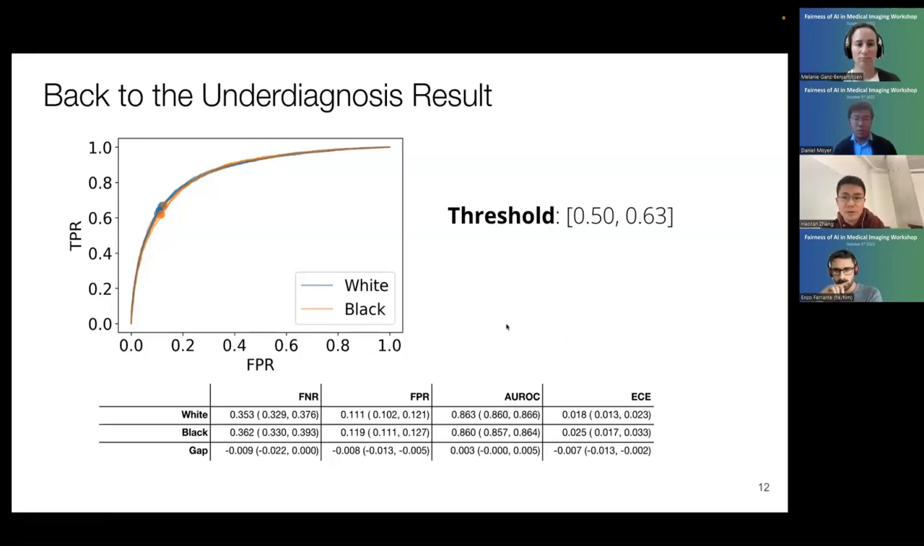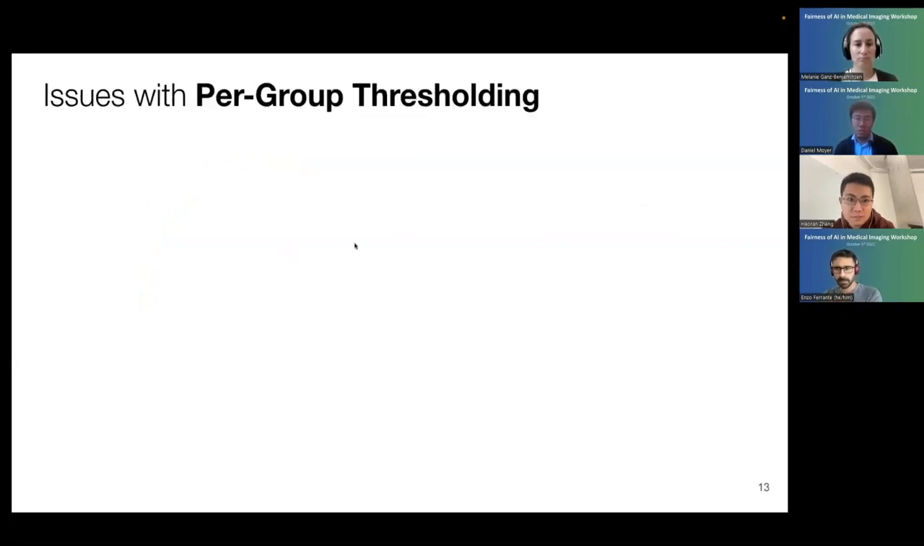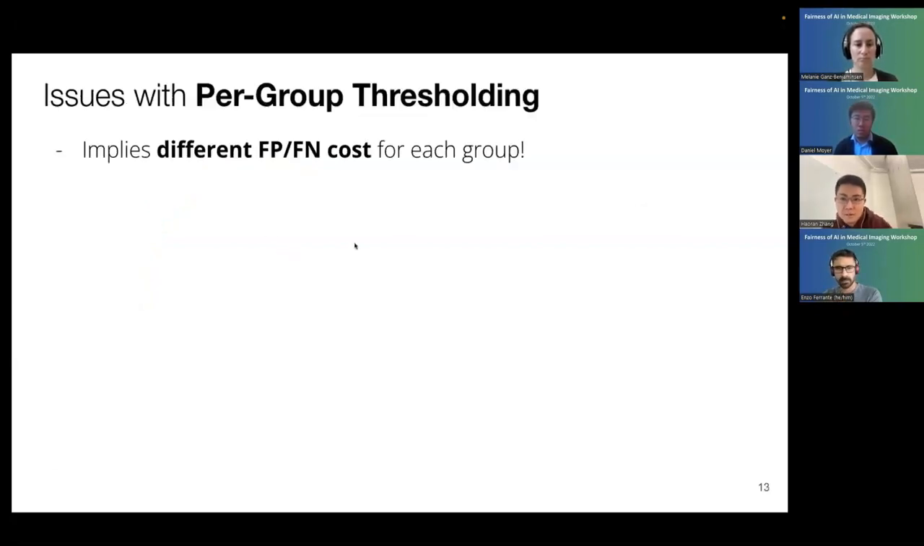Okay, so we've seen that we can easily achieve equal odds, which is equal TPR and equal FPR, essentially by trying to find thresholds that correspond to intersections of the ROC curve. But what are some problems with this? Well, first, if you're paying attention three slides ago, we just saw that a threshold is a function of the false positive and false negative costs, right?